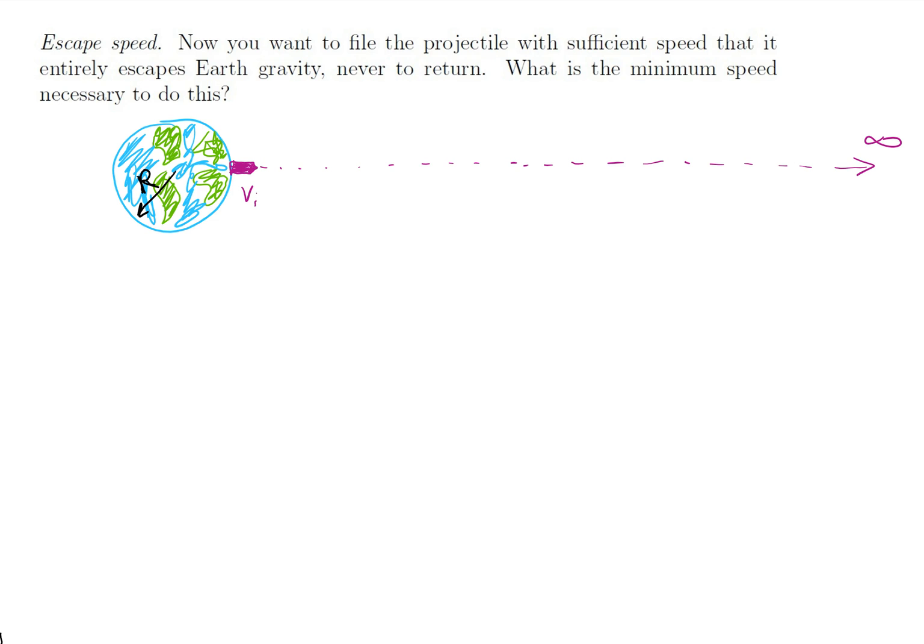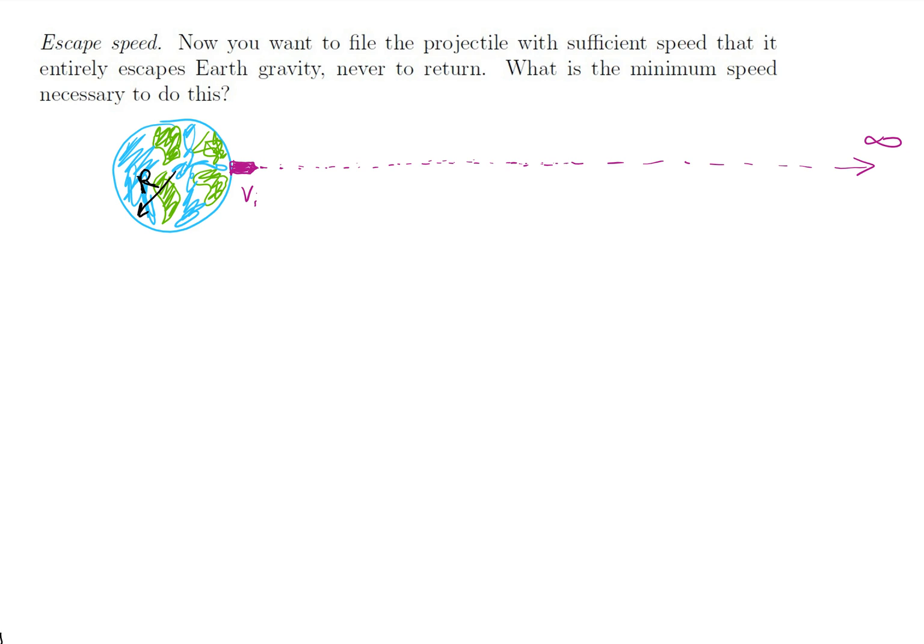If we don't give enough energy, it'll go out some distance, it'll run out of speed, it'll turn around, it'll fall back down. But if we give it enough energy, then it can keep going forever. And so escape speed is the term for the minimum speed that the projectile needs to be able to do this. So this is an energy conservation problem.